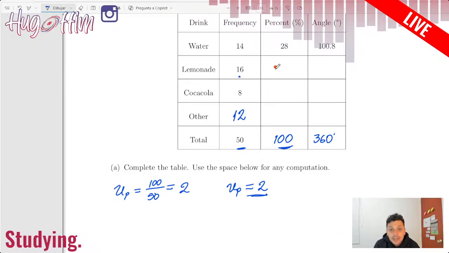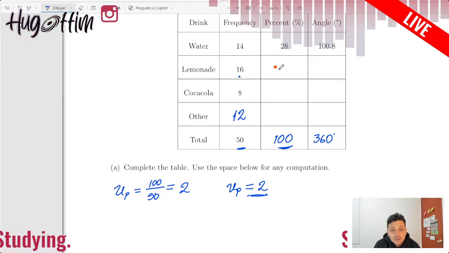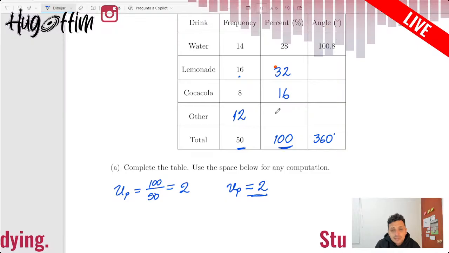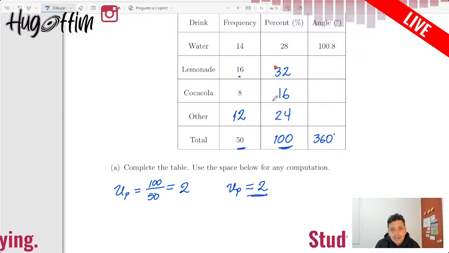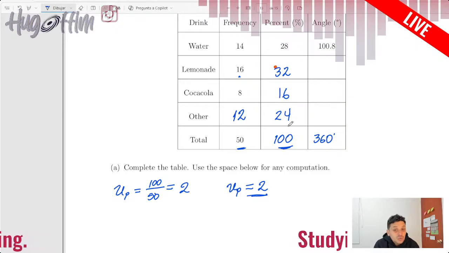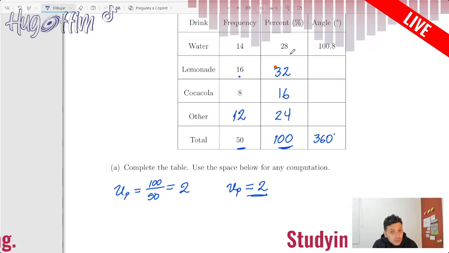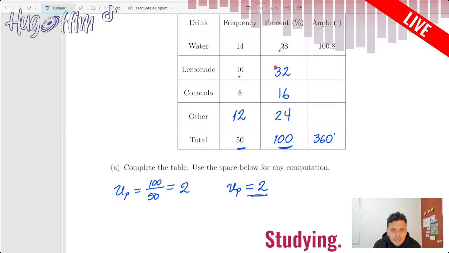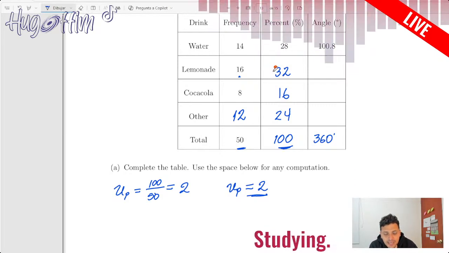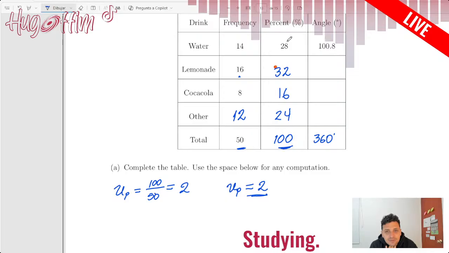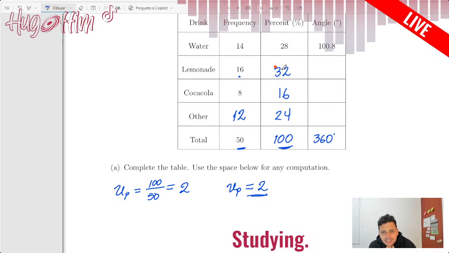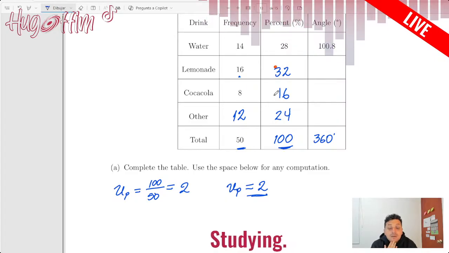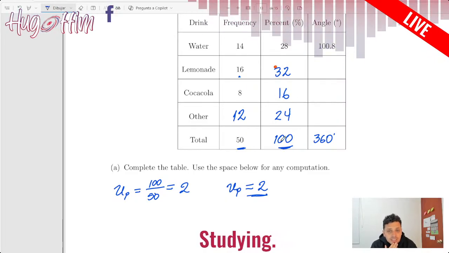16 times 2 is, if I'm not wrong, 32. 8 times 2 is 16. 12 times 2 is 24. I already got it. If you need to be sure, add: 28 plus 32 is 60, 24 plus 16 is 40, so 60 plus 40 is 100, correct.